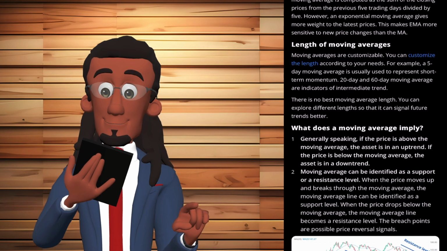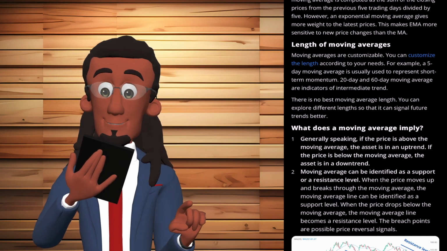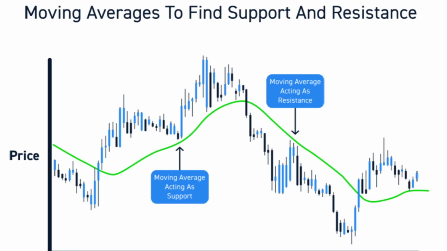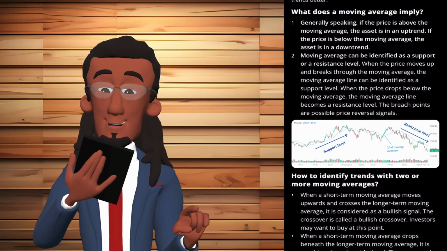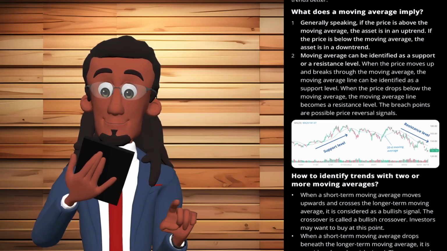Moving averages, when the price moves up and breaks through the moving average line, can be identified as a support level. Again, when you break through the roof, it becomes the floor. When you break through the floor, the floor becomes the roof. This is not any different. You just have to hear it over and over and over again until it clicks. And then when this piece clicks, the next piece will click. And then one day it'll all come together.